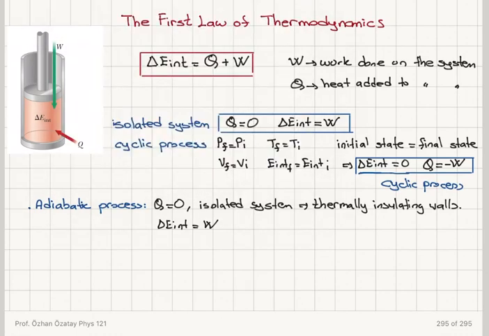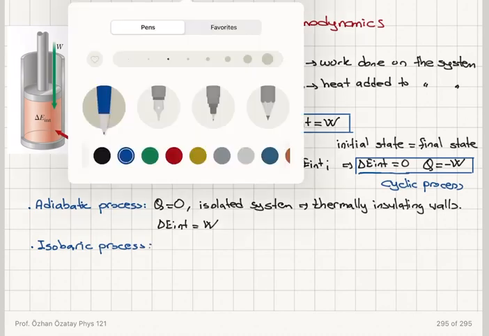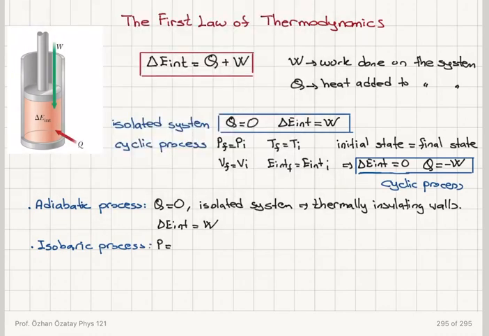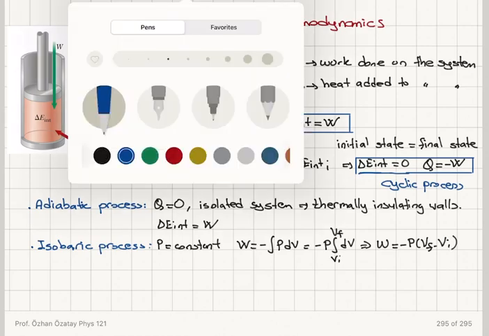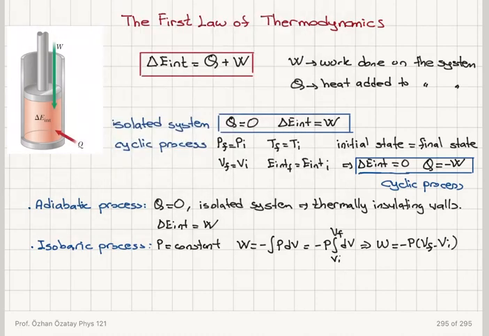Another possibility is isobaric process. Now in this process, we have pressure is a constant. So if I calculate the work done on the system, work is minus integral P dV. If pressure is a constant, it comes out of the integral: minus P integral dV from V initial to V final. So the work done will be equal to minus P times V final minus V initial. So that's what I can say about the isobaric process.